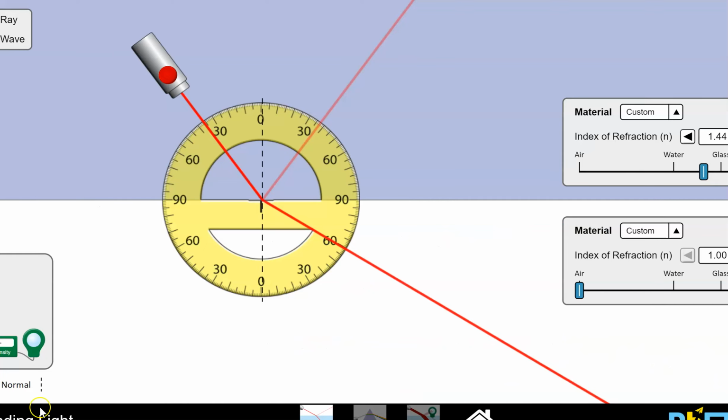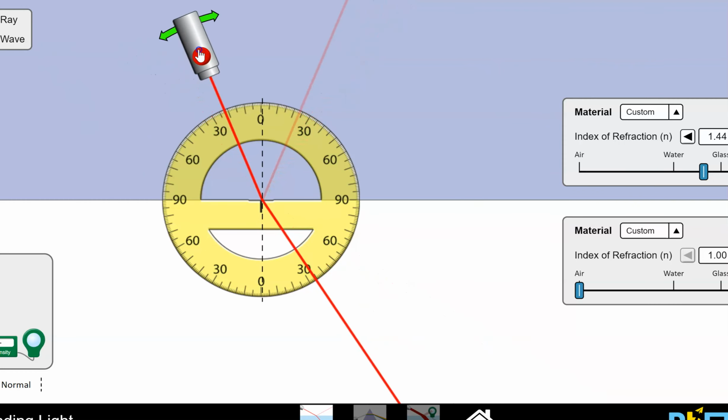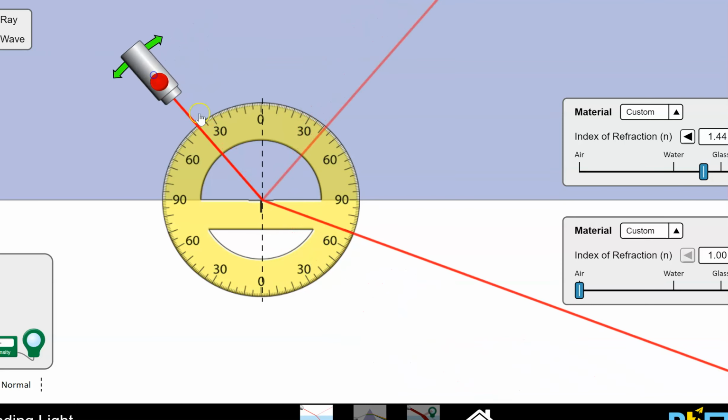Now, there's kind of a funny thing that happens when you go from high index to low index. Remember, we said that when you go from a high index of refraction to a low index, you bend away from the normal. And that's exactly what's happening here. This angle is small. This angle is big. You're bending away from the normal. In this case, this is almost like 70 degrees. You're coming in at 40. You're leaving at 70. You're bending away because the white area has an index of refraction of 1. The blue area has an index of refraction of 1.44.